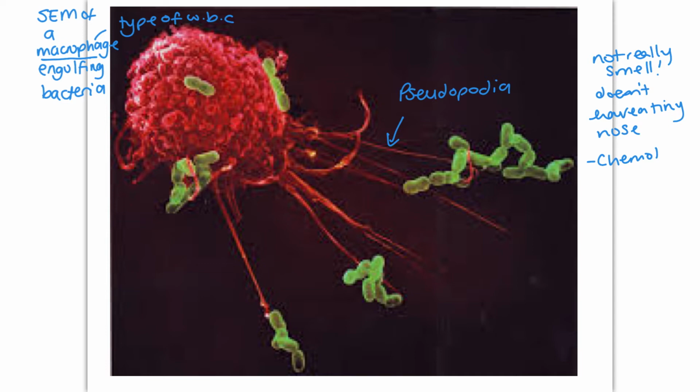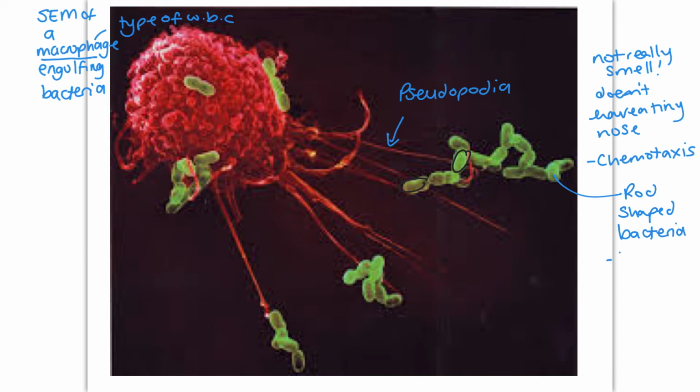We can see here it's grabbed hold of some rod-shaped bacteria. We don't know what it is. It could be E. coli, these rod-shaped bacteria. We call rod-shaped bacteria bacillus. And it's going to draw them into its body. When it draws them into its body, it's going to engulf them and it's going to digest them.